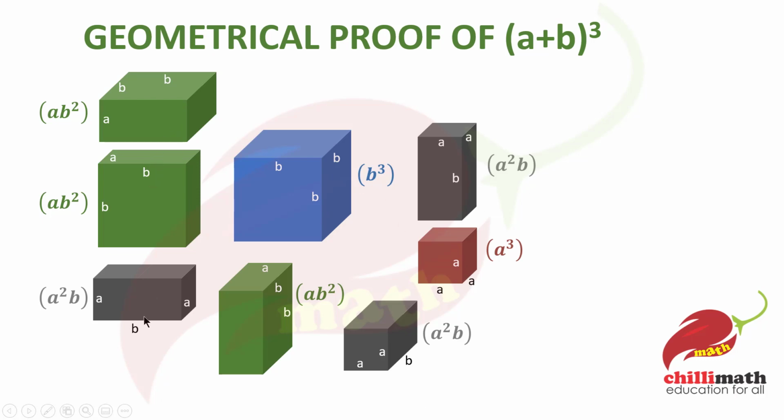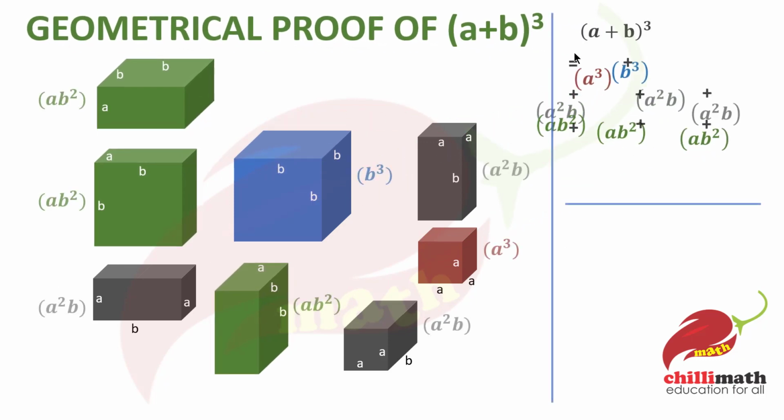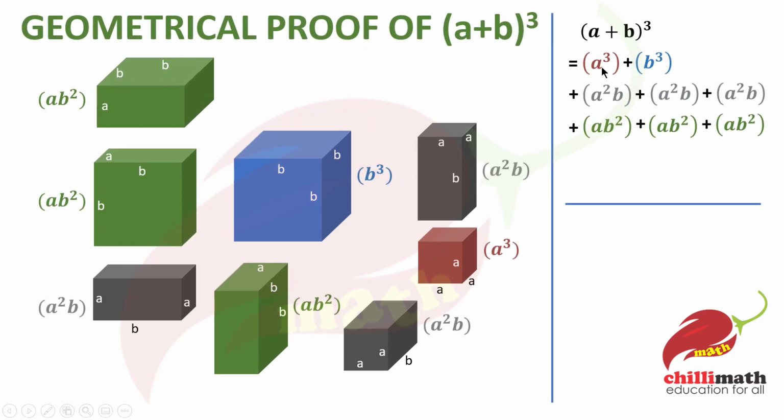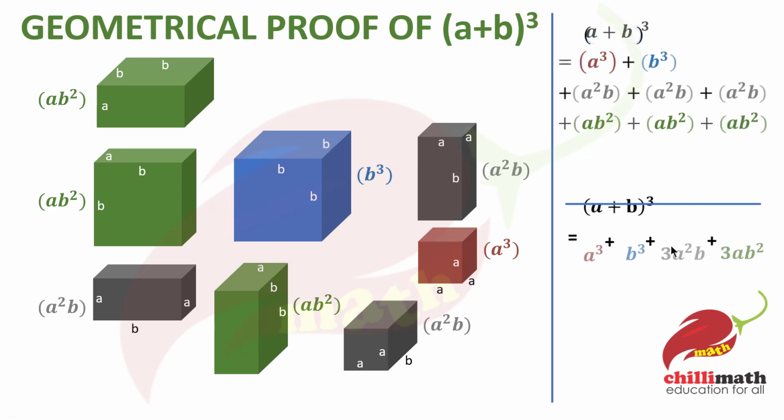Let's add all these parts to get the volume of (a + b)³. So (a + b)³ is equal to a³ + b³ + a²b + a²b + a²b + ab² + ab² + ab². That is, (a + b)³ is equal to a³ + b³ + 3a²b + 3ab².